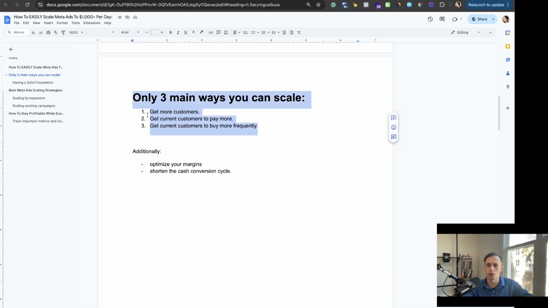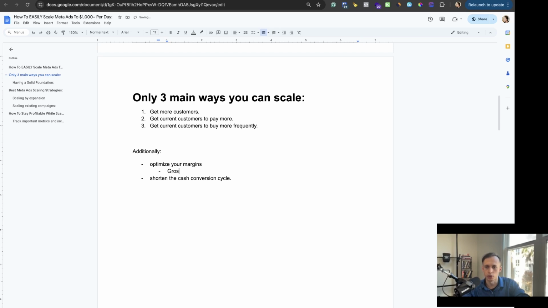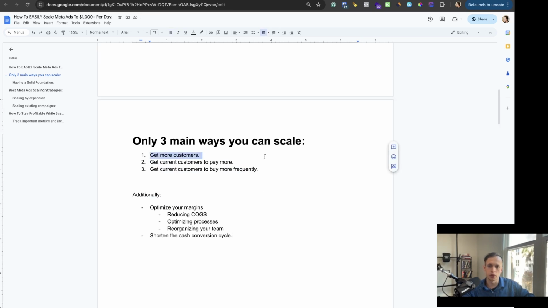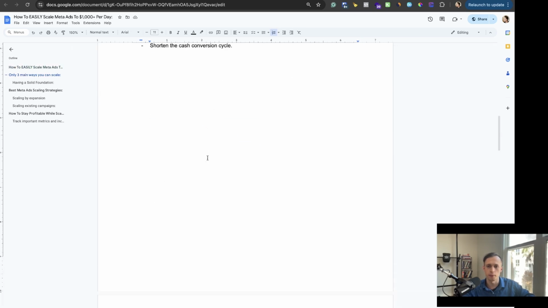But it's also important to mention that there are things like you can optimize your margins, you can shorten the conversion cycle, so you can optimize your gross margins. So reducing COGS, optimizing processes, reorganizing your team, things like that. These are supplementary things you can do, and they all help a lot. But in this video, we're going to focus on these three things because we're talking about scaling with Facebook ads.